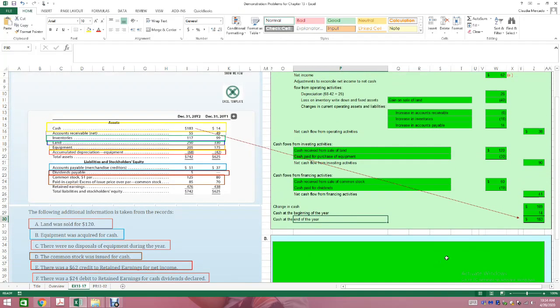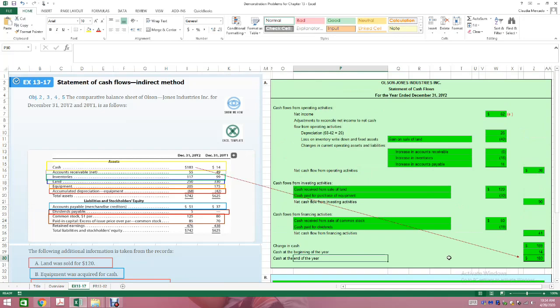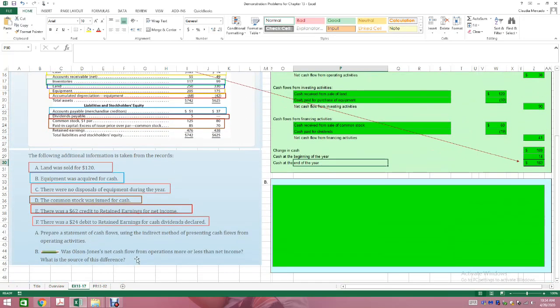So that is your statement of cash flows. And that is your completed statement of cash flows. Now, it says that's requirement A. Now, requirement B. Was Jones' net cash flow from operations more or less than net income?